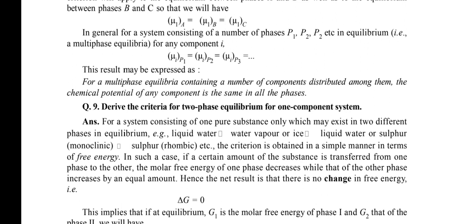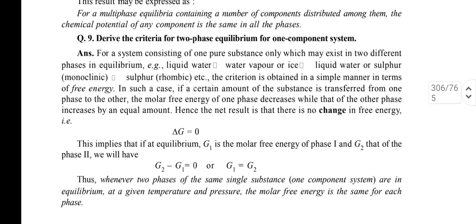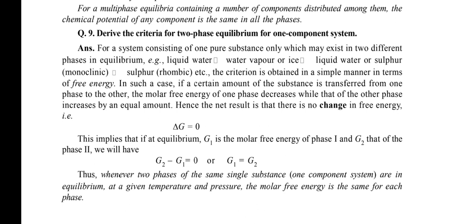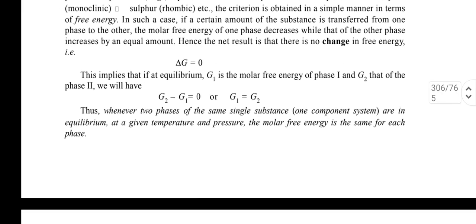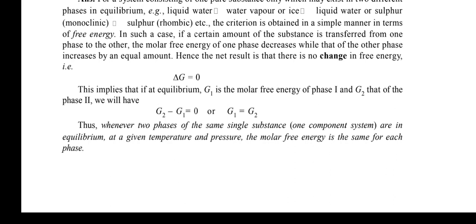In such a case, if a certain amount of substance is transferred from one phase to other, the molar free energy of one phase decreases while that of the other phase increases by an equal amount. Hence, the net result is that there is no change in free energy. That means del G equals 0. This implies that at equilibrium, if G1 is the molar free energy of phase 1 and G2 of phase 2, we will have G2 minus G1 equals 0, or G1 equals G2. Thus, whether two phases of the same single substance or one-component system are in equilibrium at a given temperature and pressure, the molar free energy is the same for each phase.